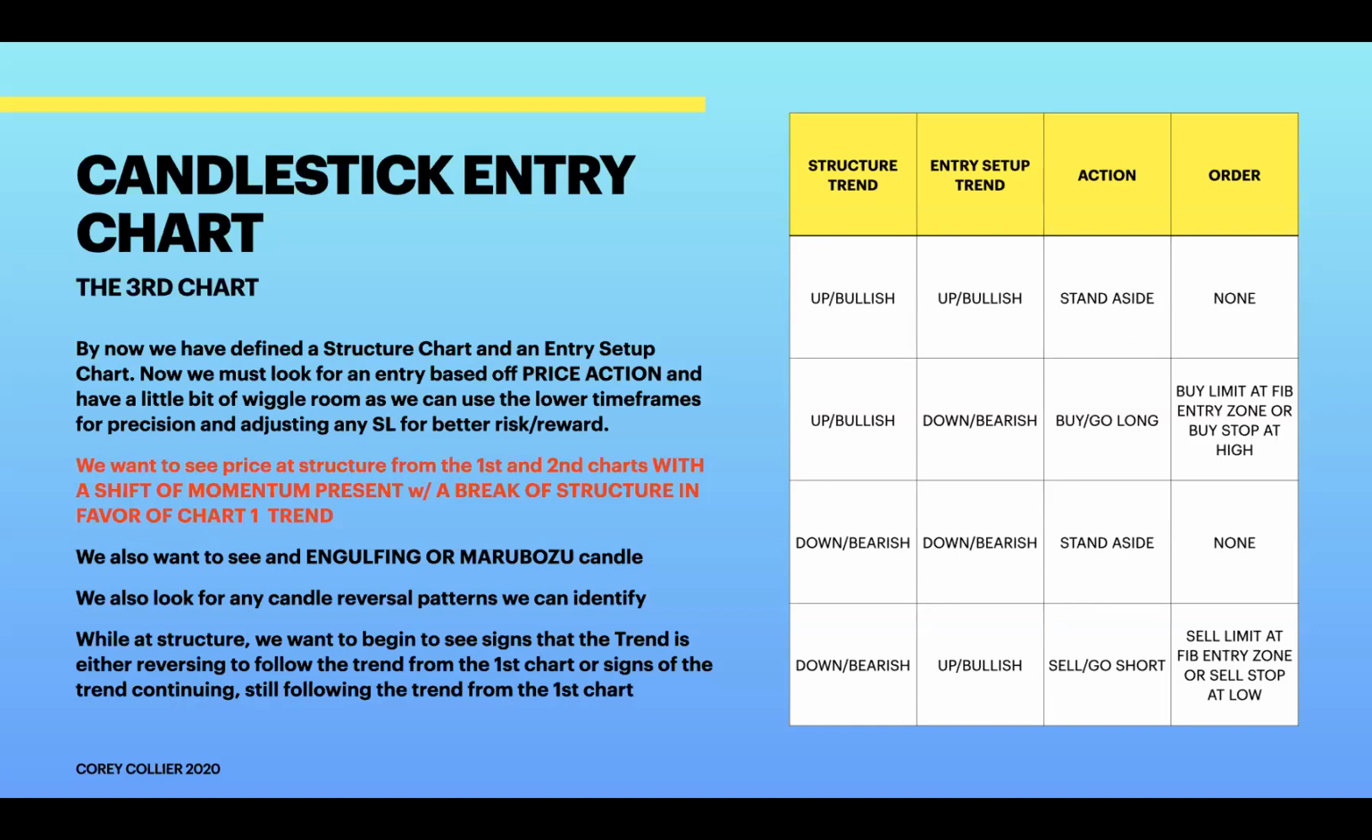If the structure trend is bearish or a sell, and your entry setup trend is also bearish or looking like it's a sell, guys, stand aside, don't trade it. If the structure trend is bearish, but your entry setup trend is bullish, we're looking for shorts. We're looking for an entry zone to sell at. This is where we use our sell limits at the fib entry zone or a sell stop below the low.